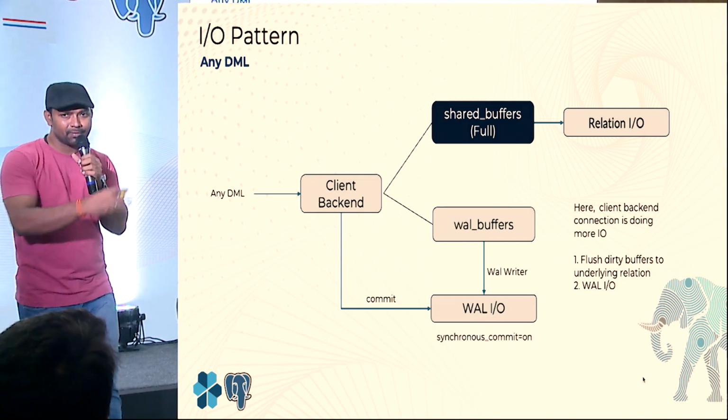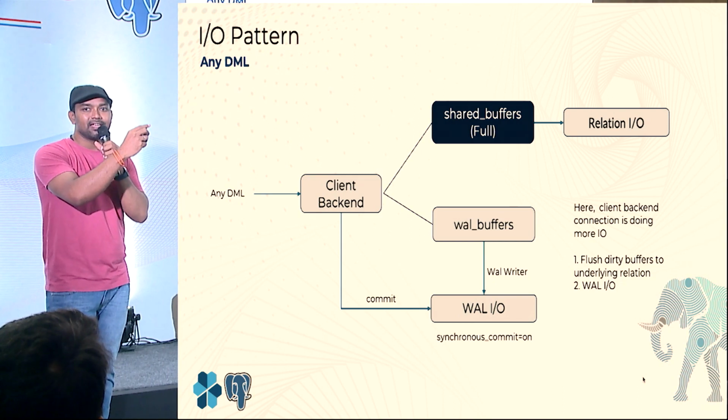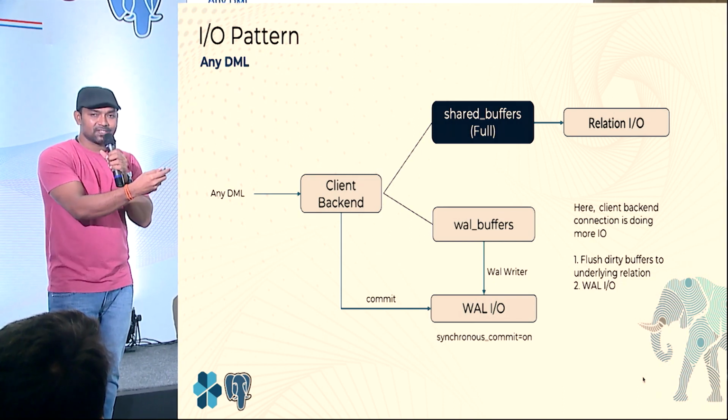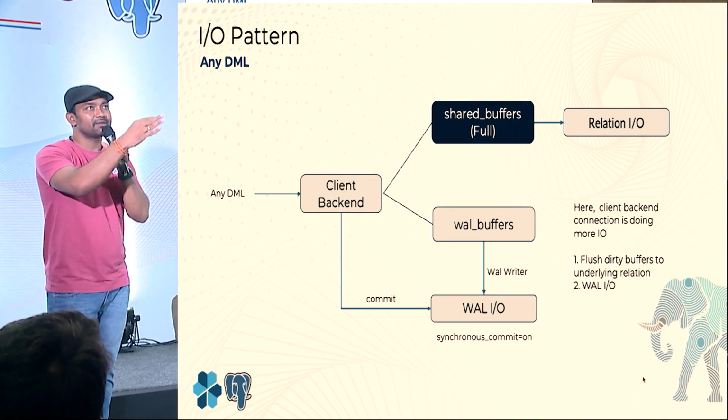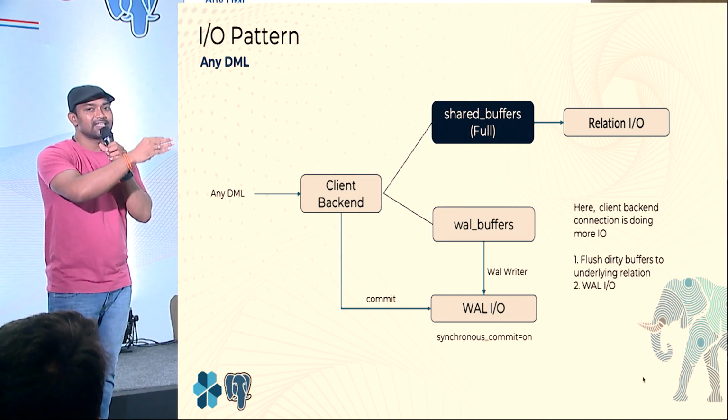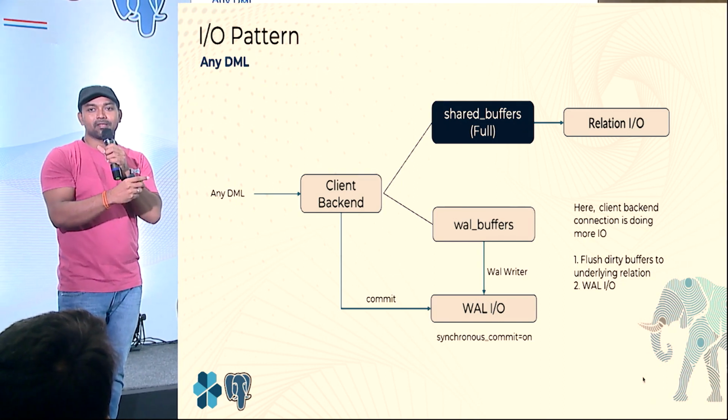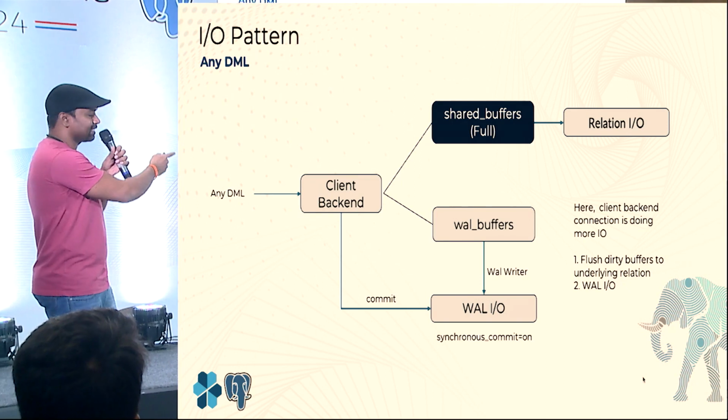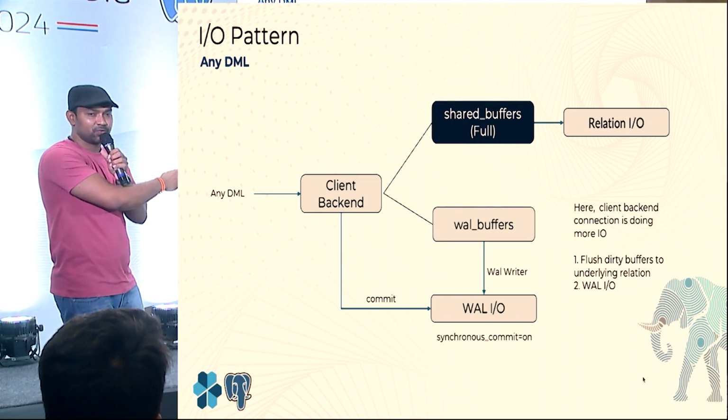Correct. Shared buffers is the memory area. It's dedicated only to the PostgreSQL connections, a common area where all connections share the data. So you will understand that there is one more pattern which we are going to talk about.